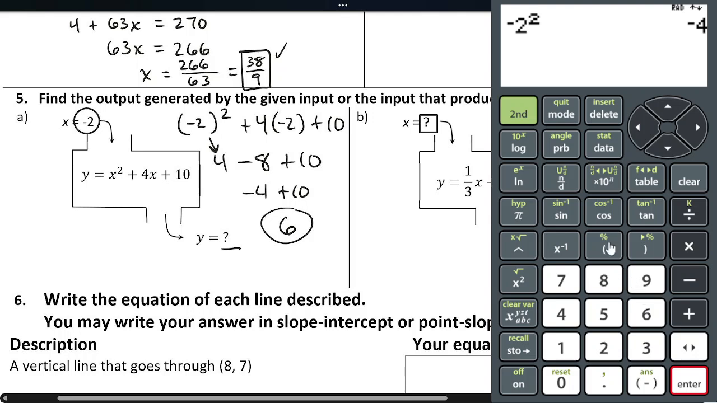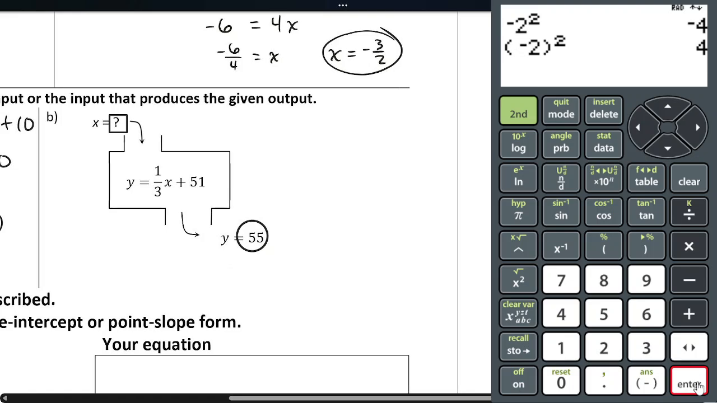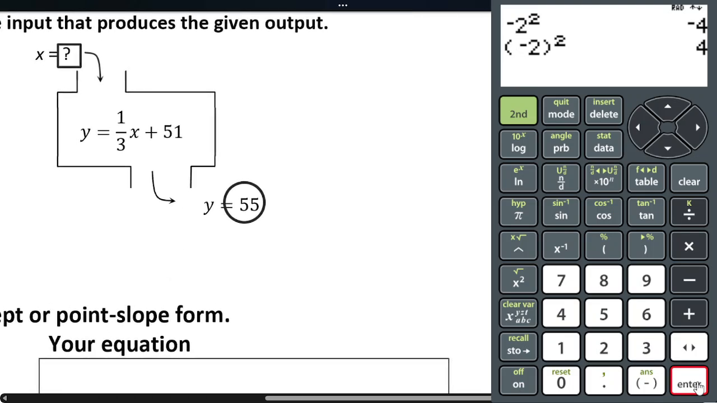But I'm being asked to square x, and x is negative 2. So this is the correct way of showing it: there's the negative 2, square that, and when I square the negative 2, I get positive 4. All right, the next question is, I know what the output is, but I'm asked to find the input.